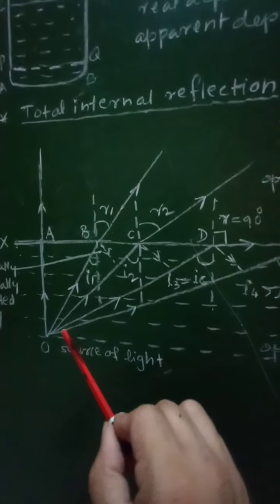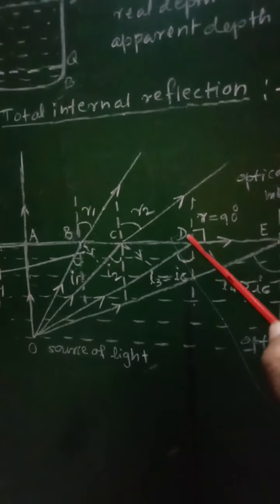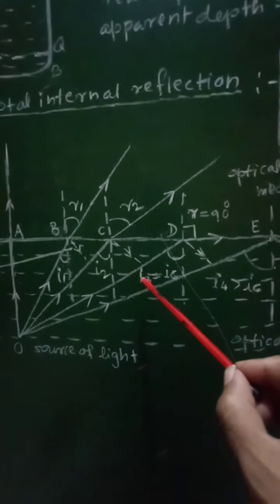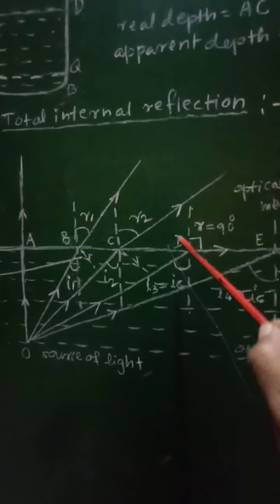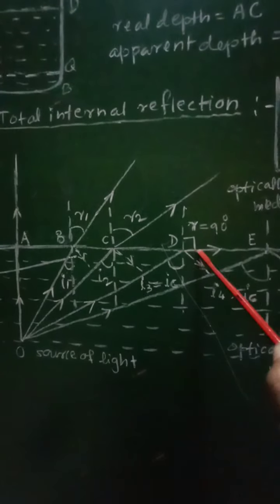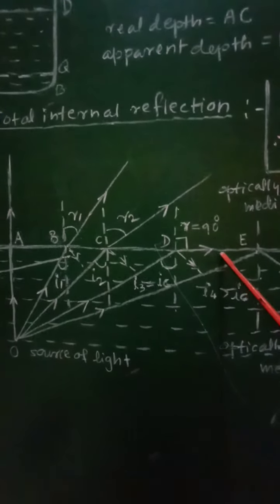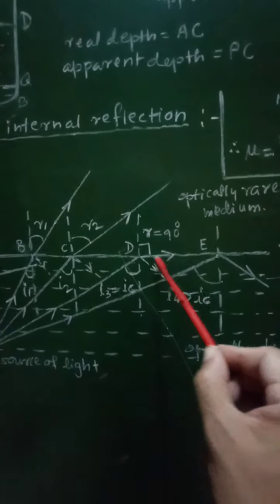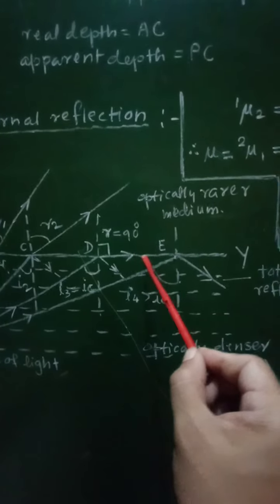Again consider the next ray of light, that is OD, which is again obliquely incident on surface XY and meeting at point D. At that time, if this angle of incidence I3 is equal to IC, then this refracted ray will not enter into the rarer medium, but it will travel along the surface XY. That is, it is grazing along the surface XY, and therefore this ray of light which is traveling along the surface XY is called the grazing ray.